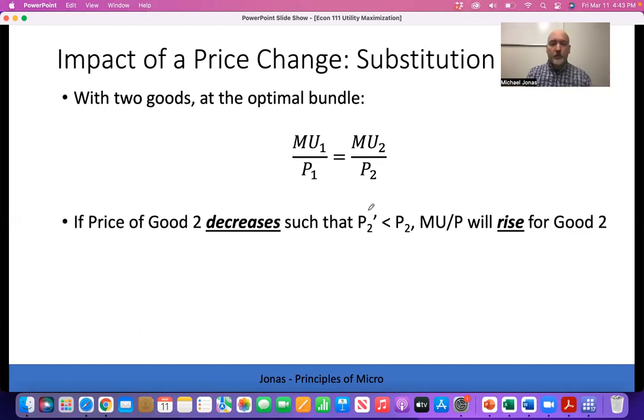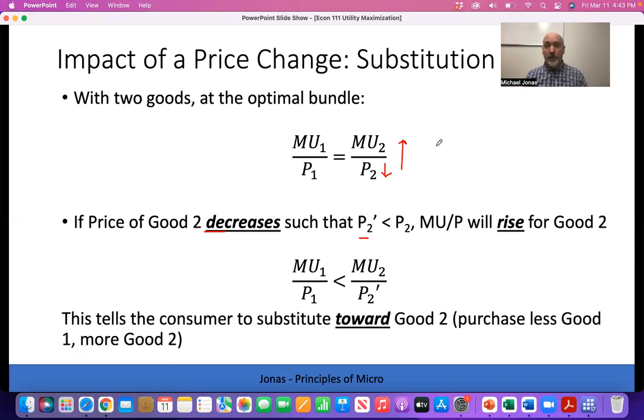But now imagine that the price of good 2 decreases. Okay? Price of good 2, P2, comes down, such that the new price, call it P2 prime, is less than the original price, P2. So as that price comes down, the utility per dollar goes up because you're getting the same utility and spending less money for each unit. So now we have an inequality here.